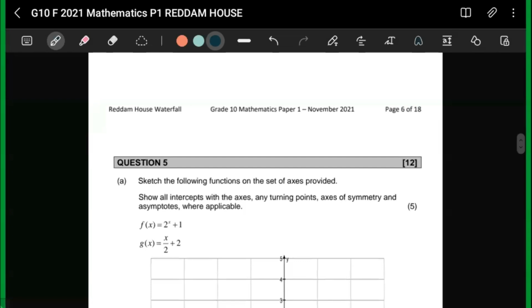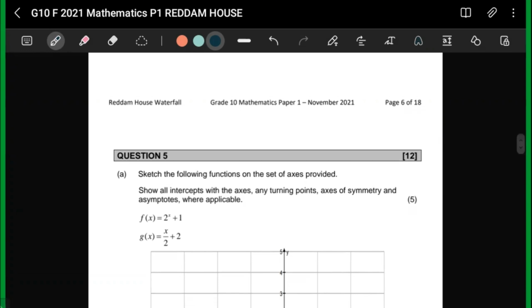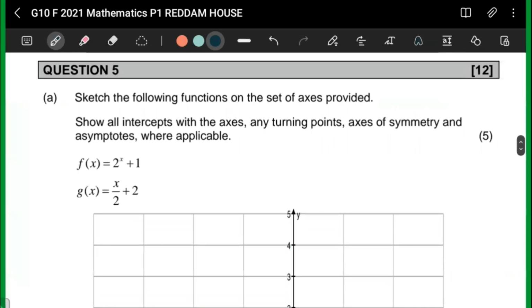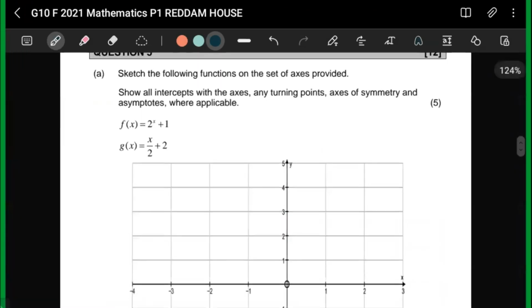So here we are, question number 5. It's a functions and graphs question. So obviously, out of curiosity, just let me know what grade you are as you're going through this paper. And also just whether you think it's a good idea to have other grades on this channel so that you can basically use those as a way for you to practice and boost your confidence.